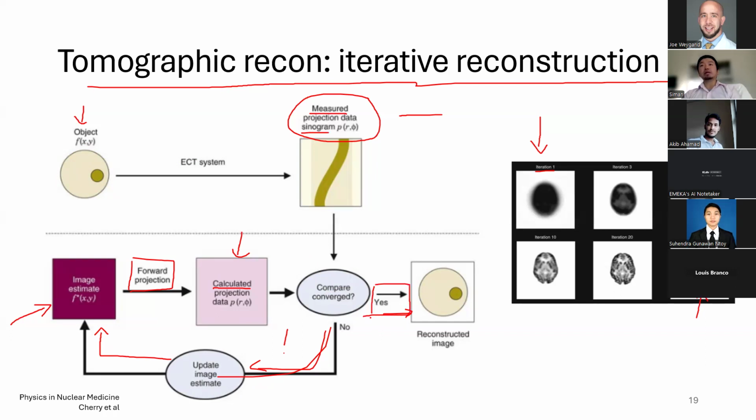If the answer is yes, the question is, okay, what metric do we use to say that it's converged, or to say that they're similar already? And this is your objective function. So you need to define your objective function.